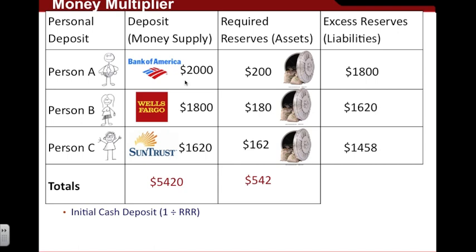Now, what could this money grow to ultimately, this $2,000? This would be based on the money multiplier. 1 over 0.10 would give us 10. 2,000 times 10 would give us $20,000. So this initial deposit of $2,000 could actually grow to $20,000.